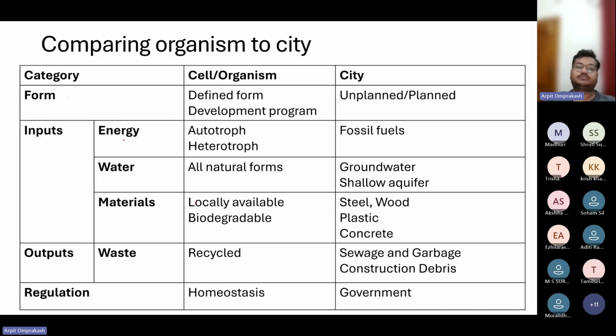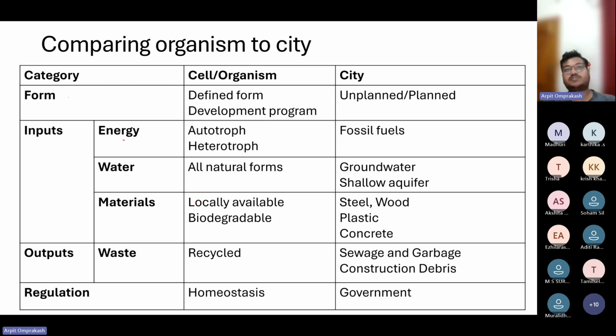Right. When we talk about the outputs produced by cells or cities, when we talk about waste, for example, we see that cells or organisms generally recycle the waste because waste for one organism might be nutrient for the other. So output for one organism or species might be the input for another. In that way, all the waste produced by living organisms is generally recycled and used up by other organisms in the environment. A city, however, has a lot of waste that is generated and not directly used up.